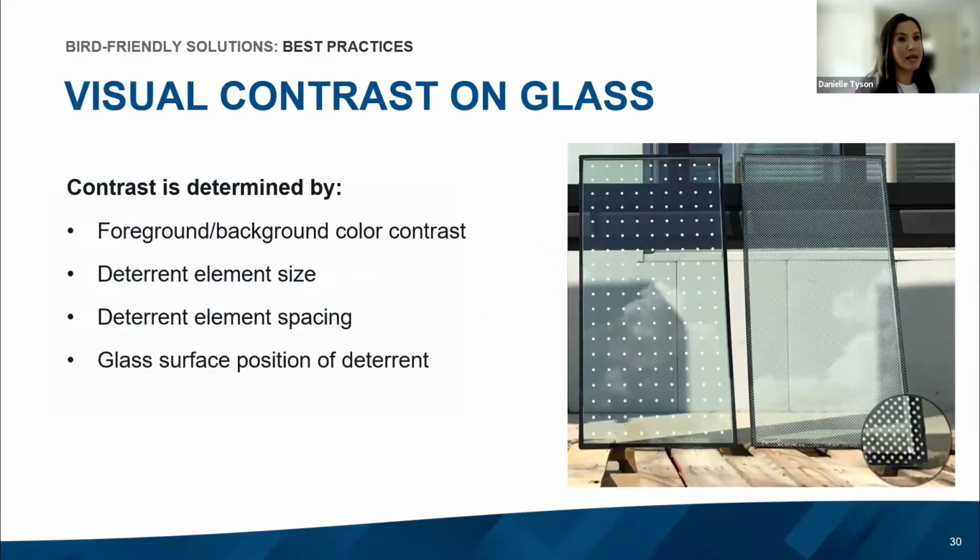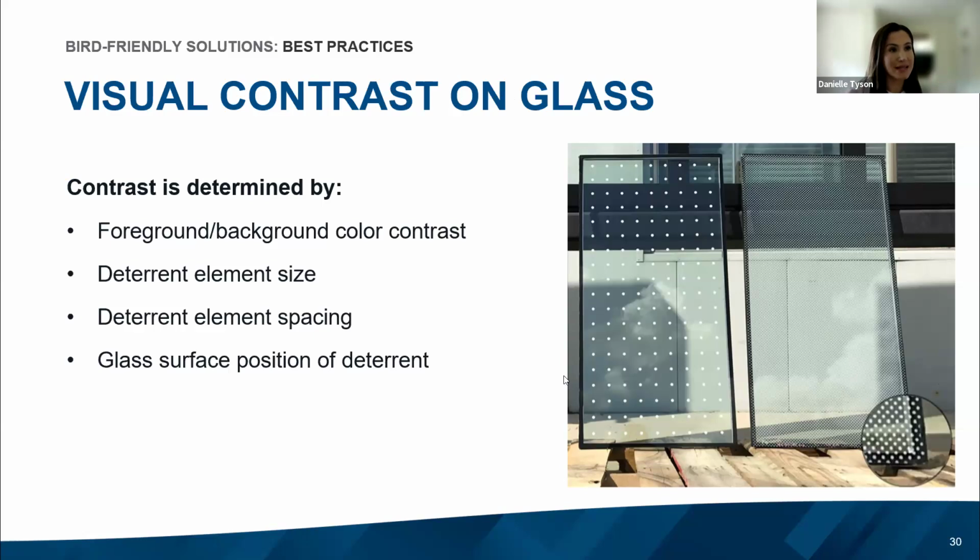When you look at these two samples in the photo, the sample on the right has very small deterrent size with very minimal spacing. And so if you were to see that glass with even human vision on an angle, it may look as a reflective solid, right? You can't really discern that there is a marker on that glass versus the sample on the left, which has established adequate contrast. There's sufficient spacing and sufficient deterrent size.